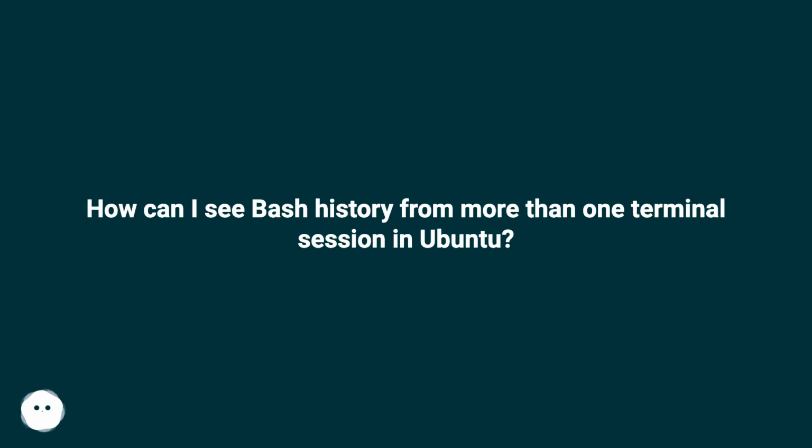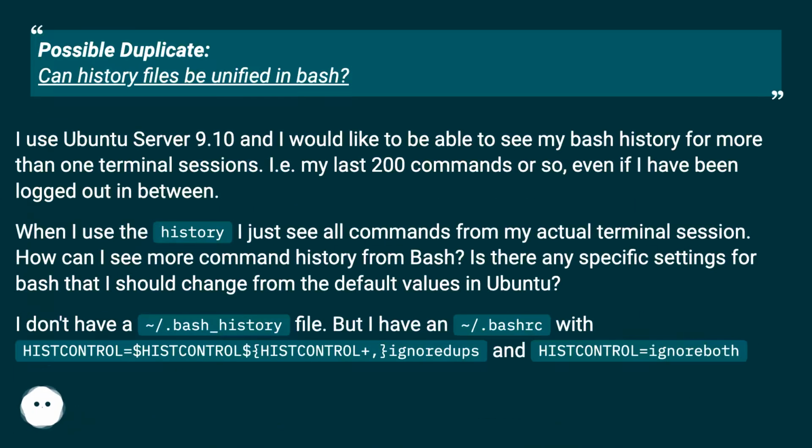How can I see bash history from more than one terminal session in Ubuntu? Possible duplicate: can history files be unified in bash? I use Ubuntu Server 9.10 and I would like to be able to see my bash history for more than one terminal session, i.e. my last 200 commands or so, even if I have been logged out in between. When I use history, I just see all commands from my actual terminal session. How can I see more command history from bash?